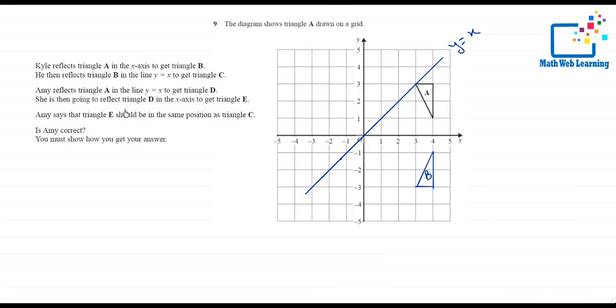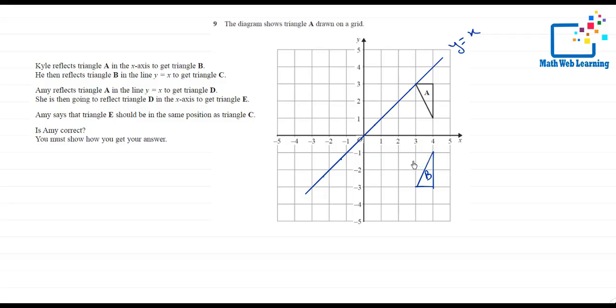Right guys, this is question number 9. It's quite a long one, but it's all about reflection, okay? First, let's do the first reflection. Reflect A in the x-axis to get triangle B, which I've done already, and I've already drawn the line y equal x, because we're going to need that later on. So A reflected in the x-axis gives us B, and then B is reflected in the line y equal x, this one here, to get C.